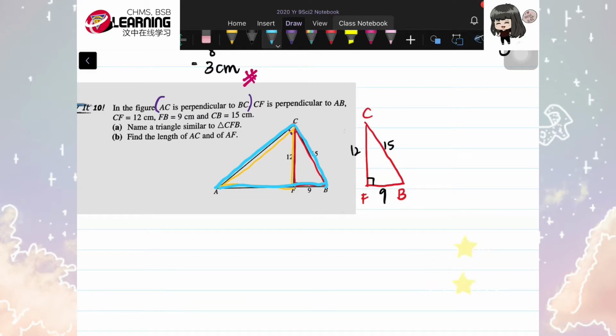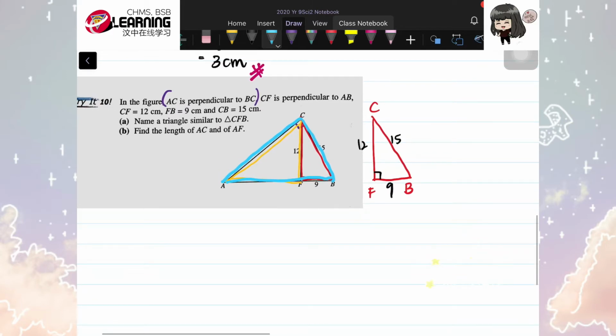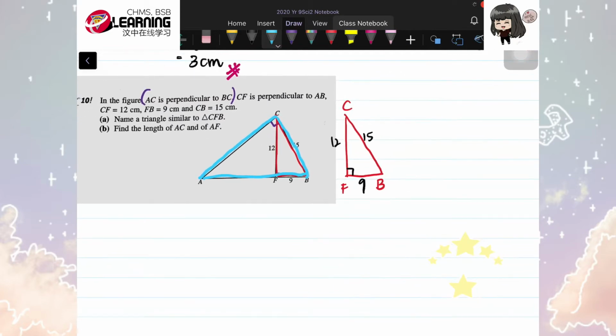Which one do you think is similar to CFB? Give yourself some time to think which triangle, or maybe you can guess. Is it the yellow one or the blue one? The answer is the blue one. The blue one is similar to the red one. Why? I will let you know why. I will draw it out first. I will rotate CAB so it becomes like this: C here, A here, B here.